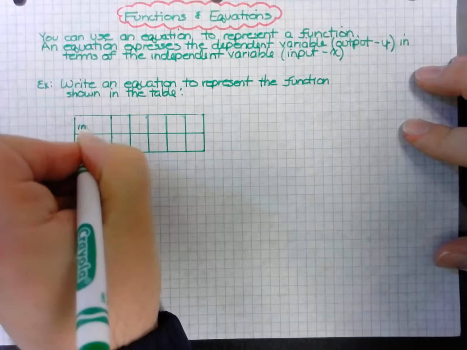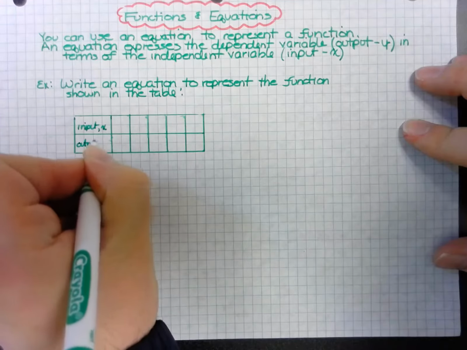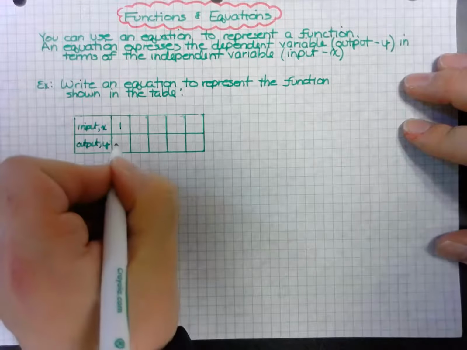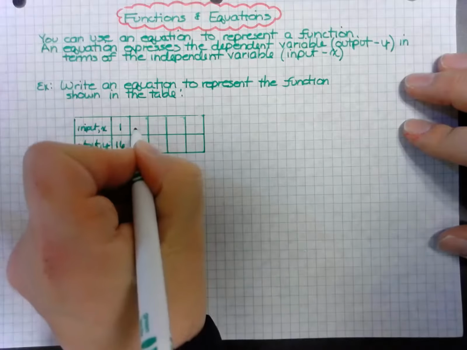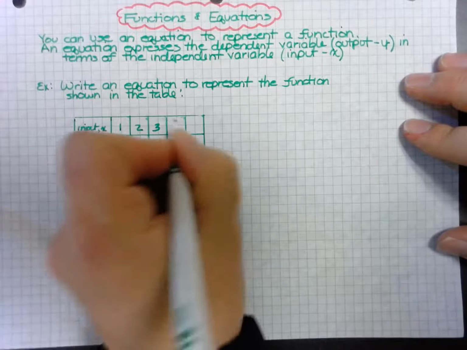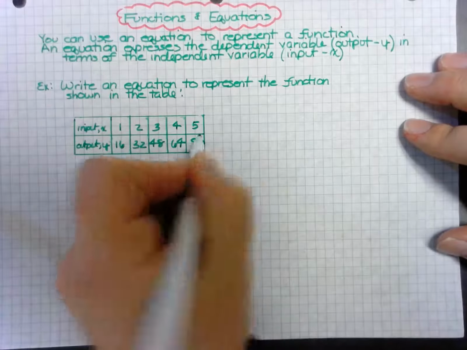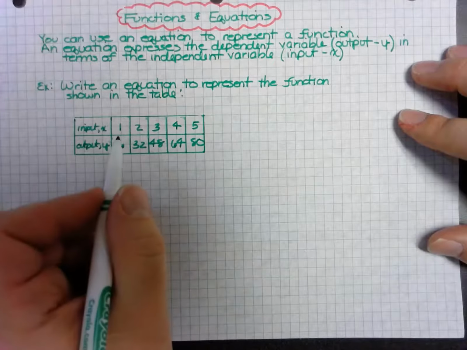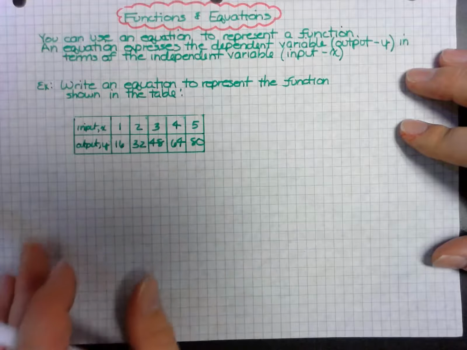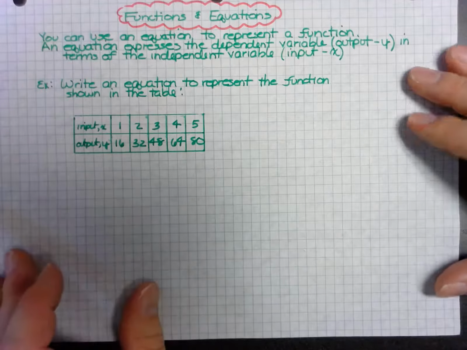So I have my input, x, my output, y, and so if I put in 1, I'm going to get 16. If I put in 2, I'll get 32. If I put in 3, I'll get 48, 4, 64, and 5, 80. And so the key here is to determine if you can come up with a rule or an equation that represents the function that's represented in the table.